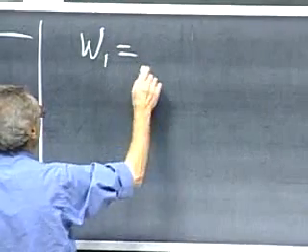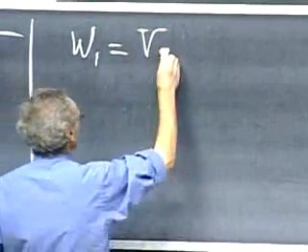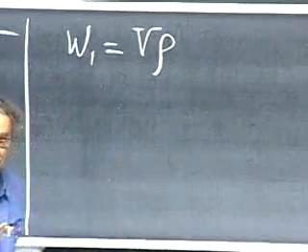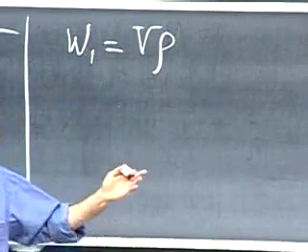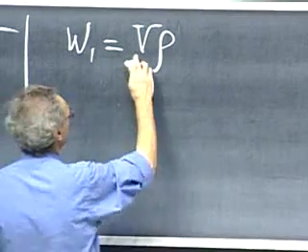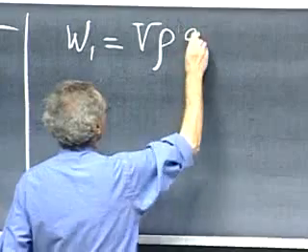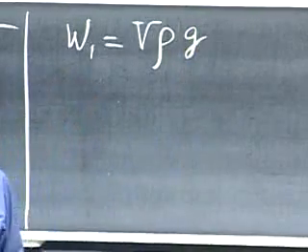So the weight of the crown, I call it W1, is the volume of the crown times the density of which it is made. If it is gold, that should be 19.3, I believe. And so this is the mass of the crown, and this is the weight of the crown.